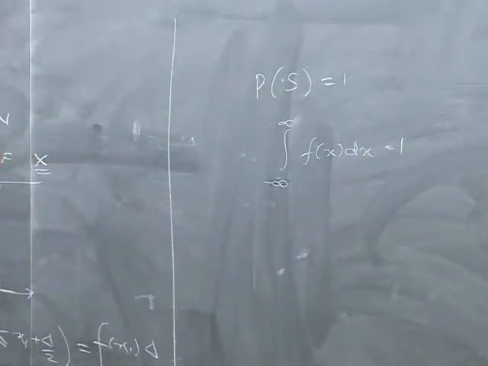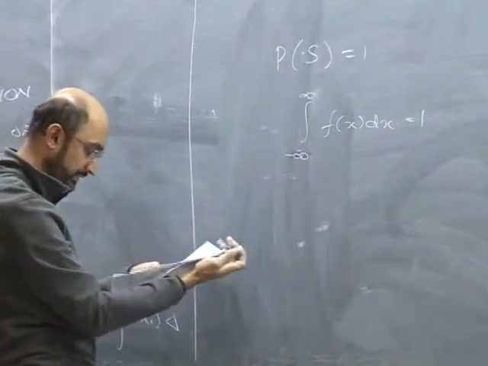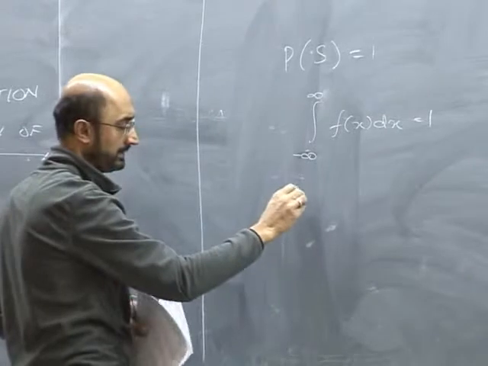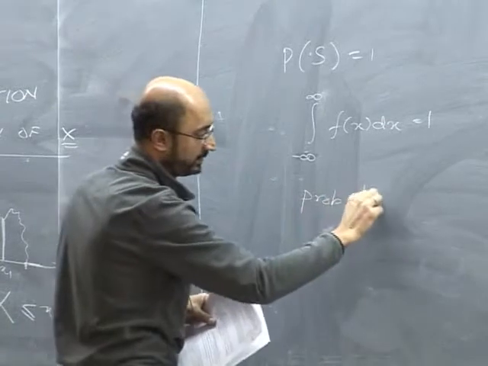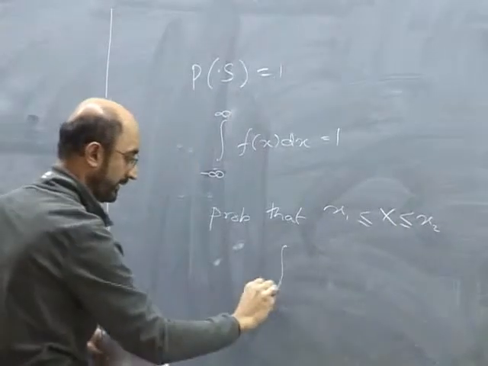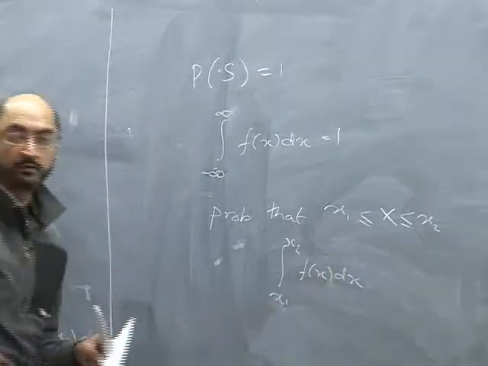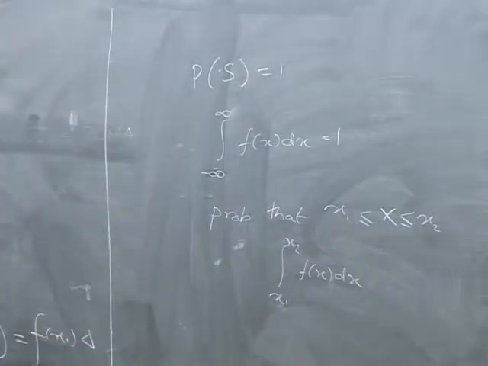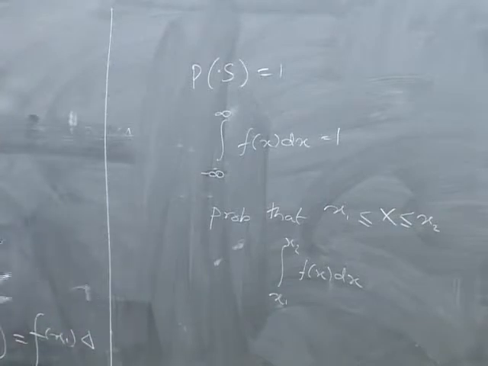And this is another way of stating this. This limit would be to say that the probability that x1 is less than equal to x is less than equal to x2 is going to be given by the integral from x1 to x2 of f(x) dx. Okay, so a common mistake is to assume that the f(x) value is the probability of the value at x, and that's not the case. Okay, and I'll show you an example of this.